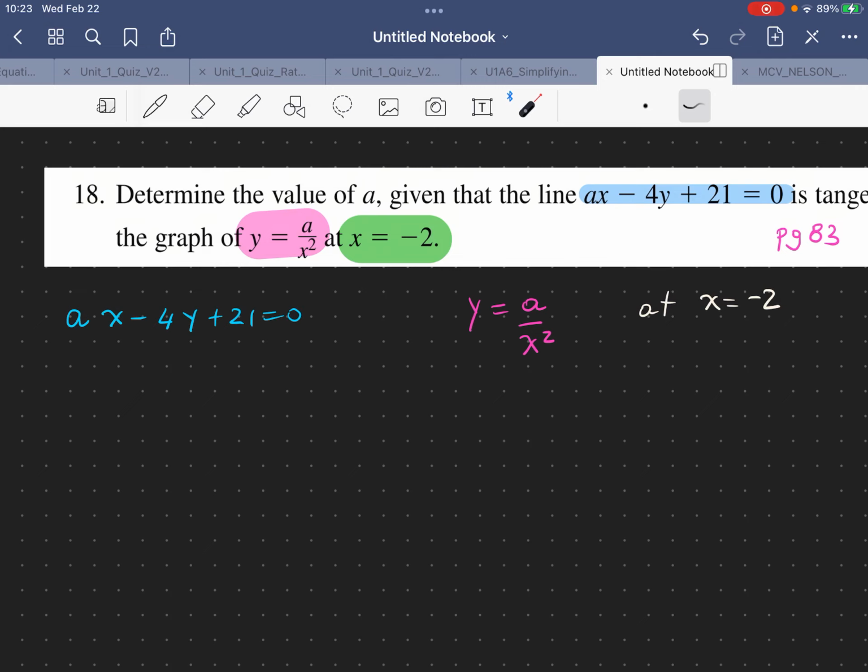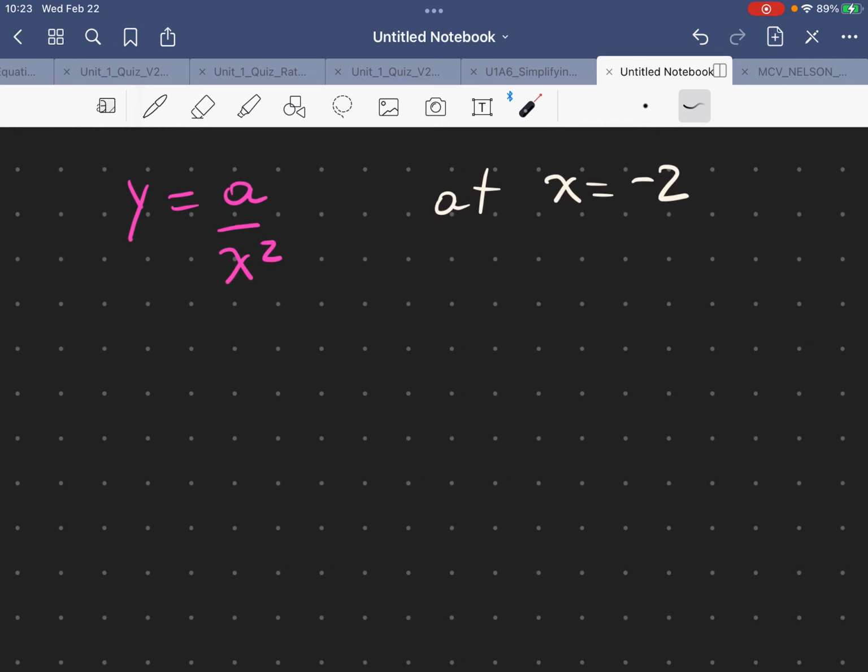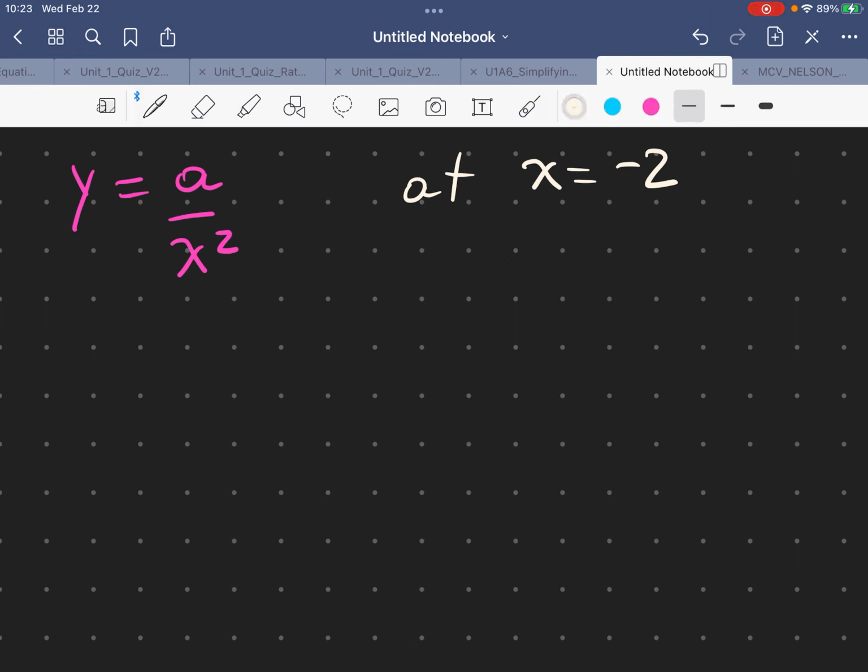I will start off by discovering the equation of the tangent line drawn at x = -2. And then at the end, we'll compare the two tangents together in order to find the missing coefficient a. So step number 1: find the equation of the tangent drawn at x = -2.